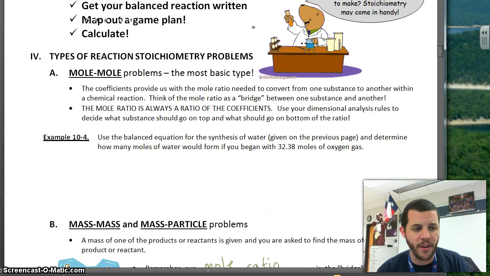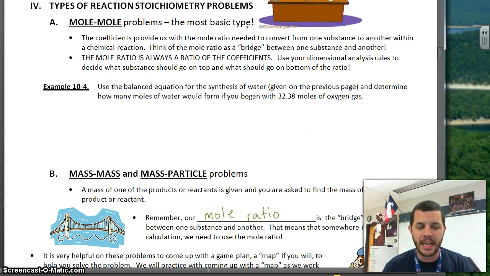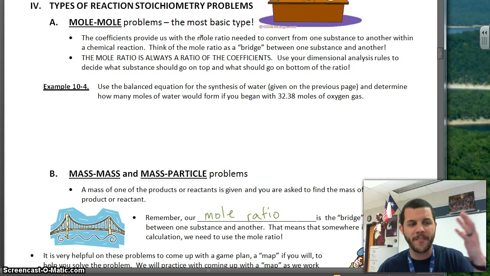Okay, so the first kind of problem that we need to look at is called a mole to mole problem. All right, this is where I had told y'all last unit that 1 always goes in front of the mole. Okay, and that's true for unit 9. Okay, but now we're going to add in a mole to mole situation where I'm going to say, well, let's just do a problem.